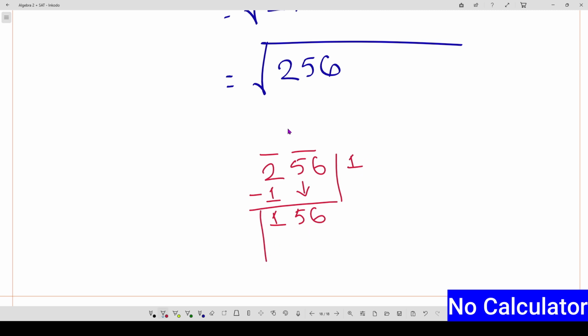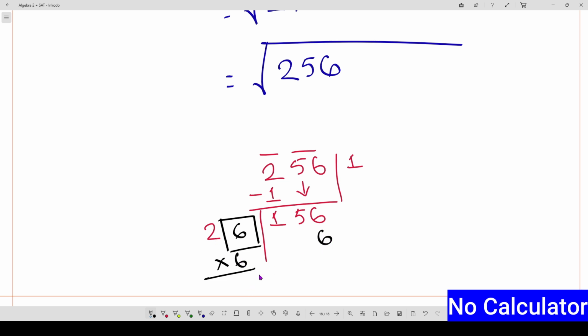Now 1 will become double. It means 1 times 2 is a 2. So in here we have to put a number which once we multiply whole numbers, it will become 156 or near. So what we can put in here? Suppose we can put 6. So 6 times 6 is a 36. So here is a 6, carry 3.